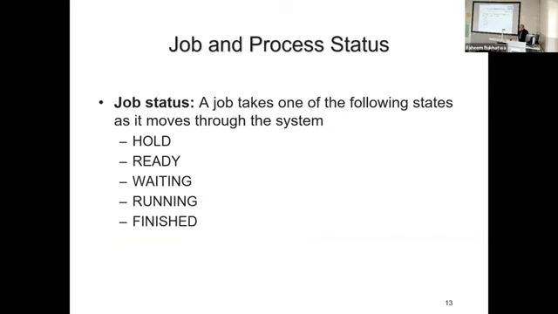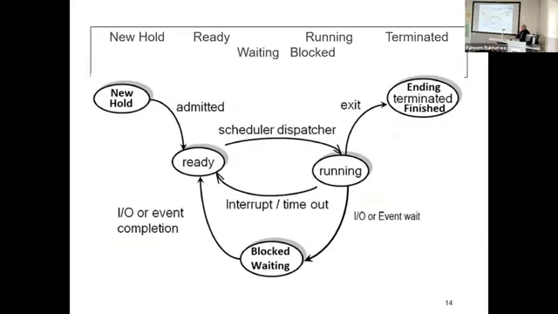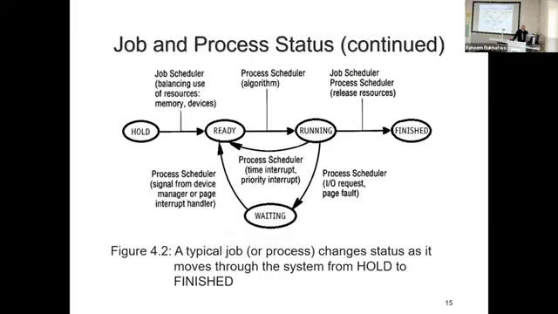So these are the states of a process: the new state or holding state, ready state, running, blocked or waiting, and ending or terminating or finished state. And remember, those two here are managed by the high-level scheduler, and those three here are managed by the low-level scheduler. That's just part of the processor manager, which splits itself into two parts.